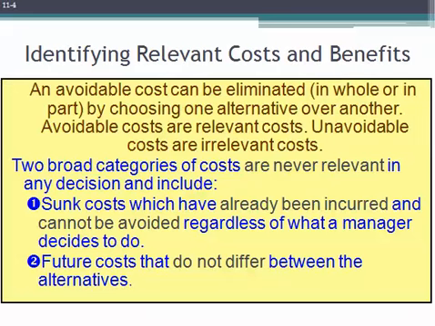Our focus will be on avoidable costs, and those again are costs that can be eliminated in part or in whole by choosing one alternative over another alternative. There are two broad categories of costs that are never relevant in any decision, and they include sunk costs and future costs that don't differ between alternatives.